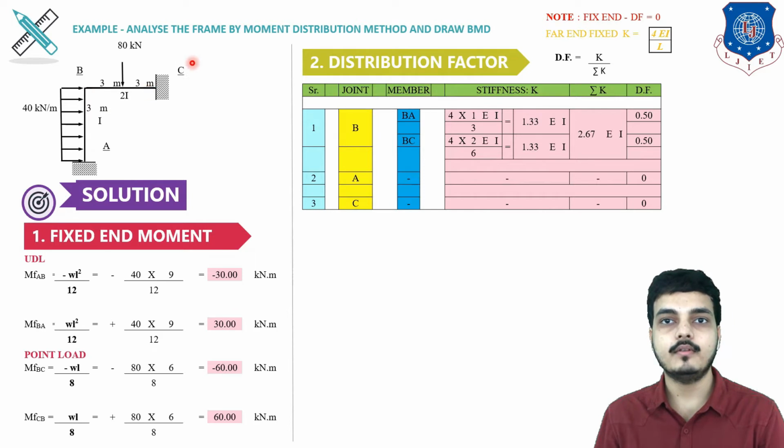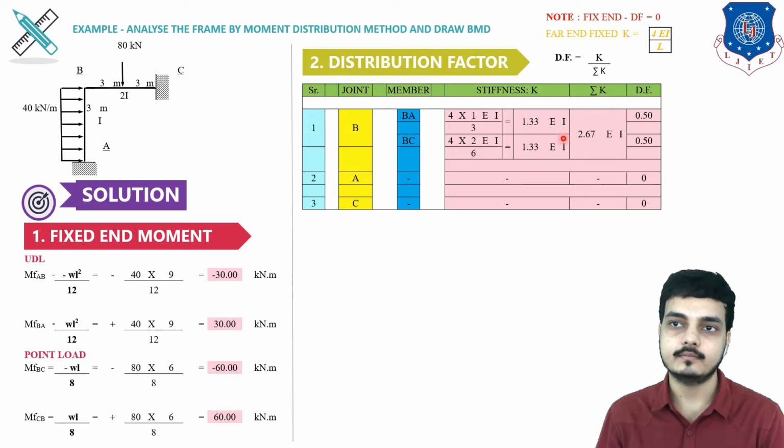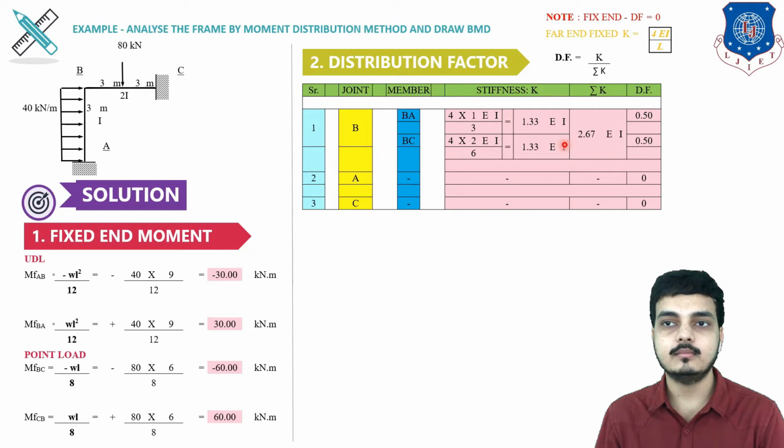Now the BC member: the far end is again fixed, the length is 6 meters, and I is given as 2I. So we will multiply 4 by 2EI upon 6. Why 4? Because the far end is fixed and the formula is 4EI upon L. And 2EI is of the respective member BC, divided by length 6. So I will get 1.33 EI again. So the summation of K is nothing but adding these two values, which will be 2.66, nearly 2.67 EI.